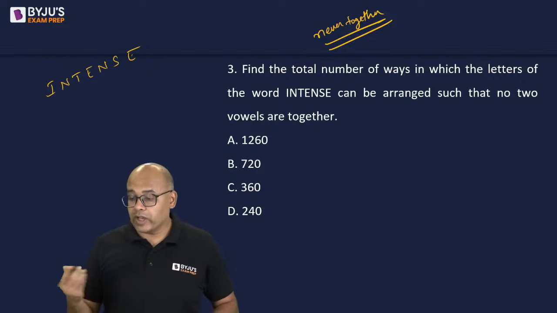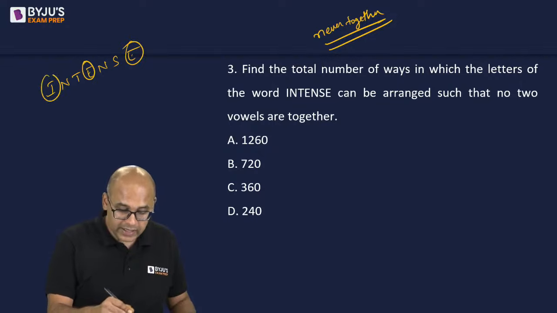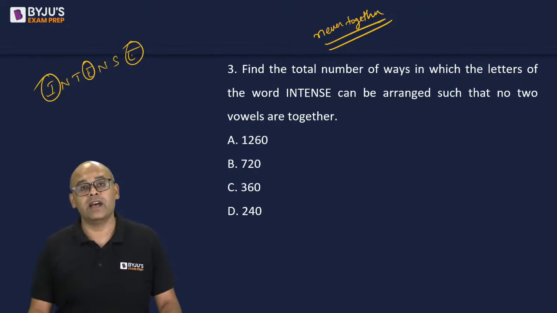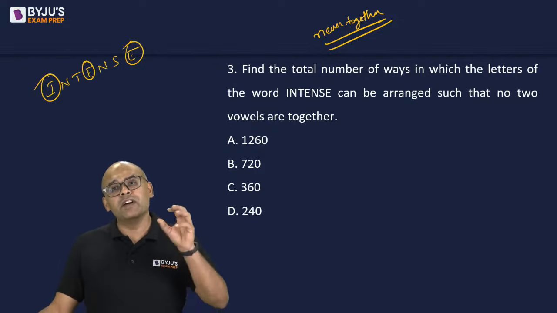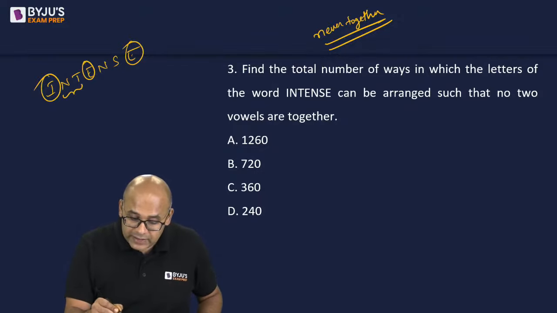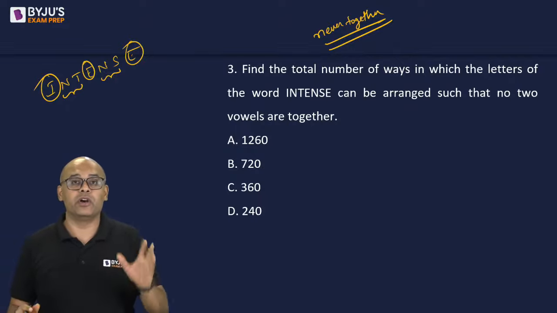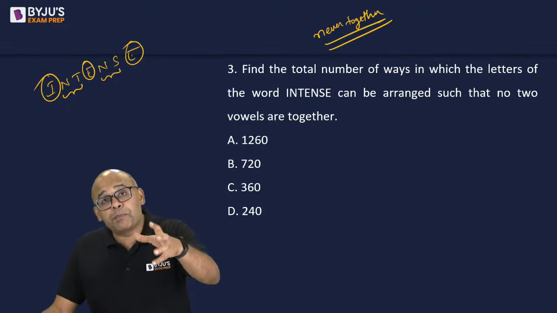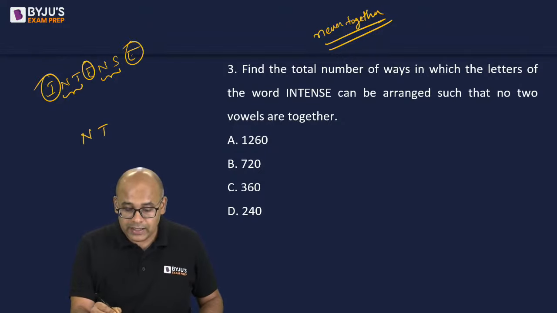INTENSE. Now what are the vowels? The vowels are E, E and I. Now the funda for never together is first take out the others, which means the others are N, T, N, S. See, I, E and E have a problem. They should not be together. So first pick the ones which don't have a problem. Who are they? N, T, N, S.